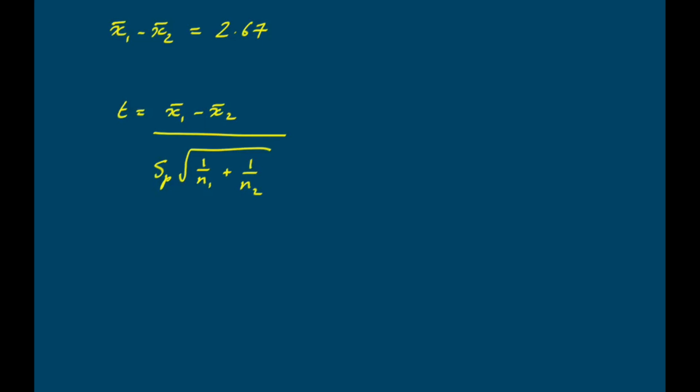What is SP? Well, SP is something called the pooled standard deviation. It's an estimate of the overall standard deviation for both groups, and it's weighted by the sample size of each group. So if you were to take the average distance from the mean for both groups and weight it by the sample size, that gives you the pooled standard deviation. It's best to think of it really as just being an estimate of the standard deviation for both groups.